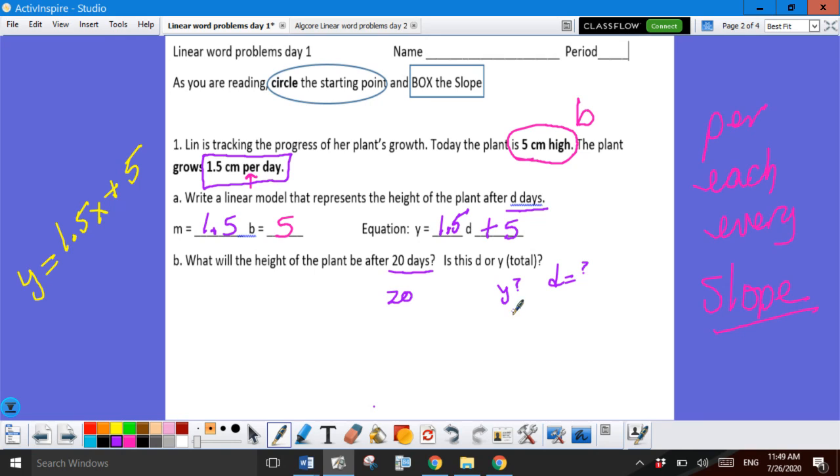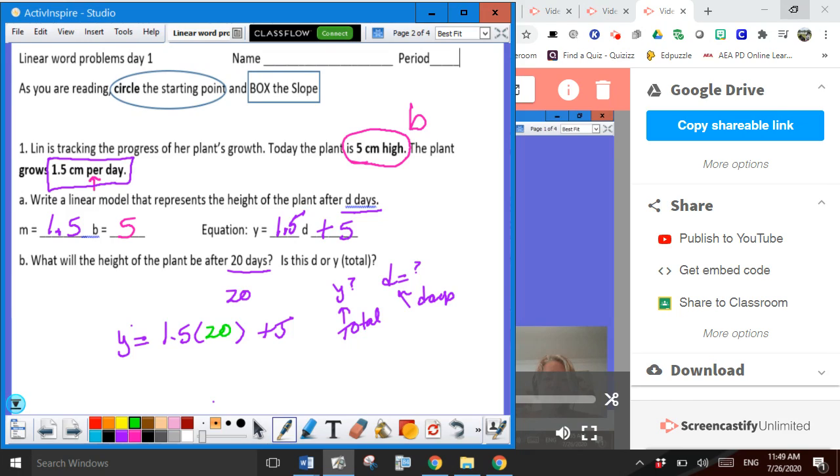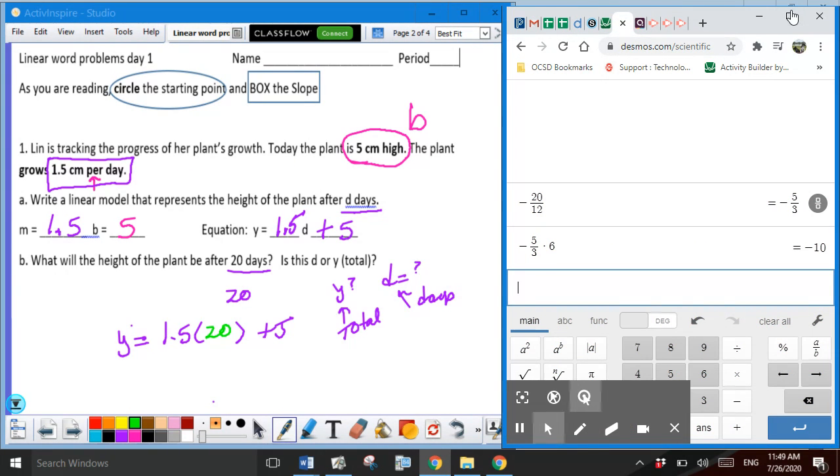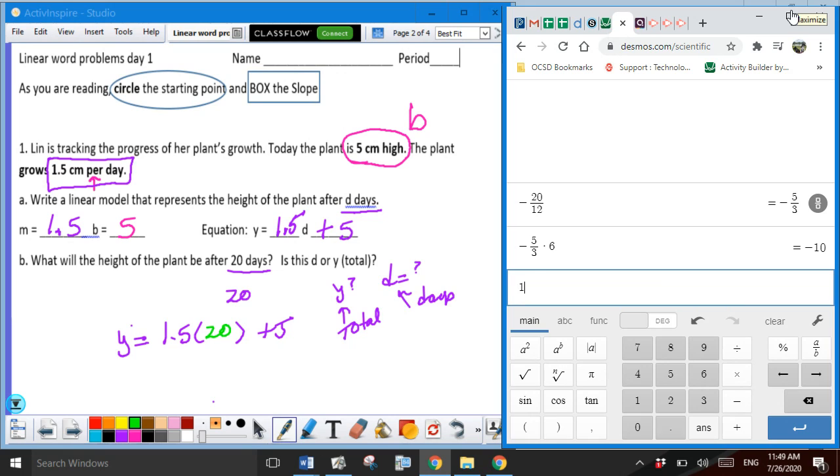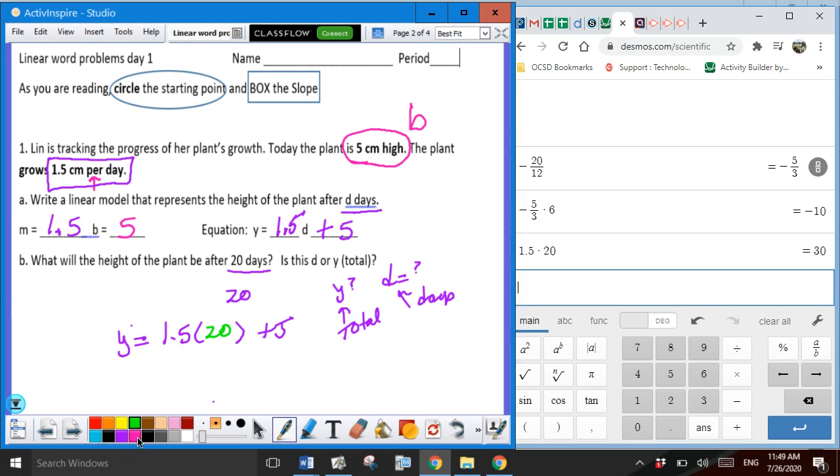What am I looking for? Am I looking for a total? Because that's what Y is. Y is a total. And D was days. So where's the 20 go? If you're thinking it's the D, you're right. So I have y equals 1.5, I'm going to use a parenthesis, plus 5. In goes my 20. Okay? Let's multiply 1.5 times 20, that's going to give me 30. So y equals 30 plus 5. That's going to give me 35.